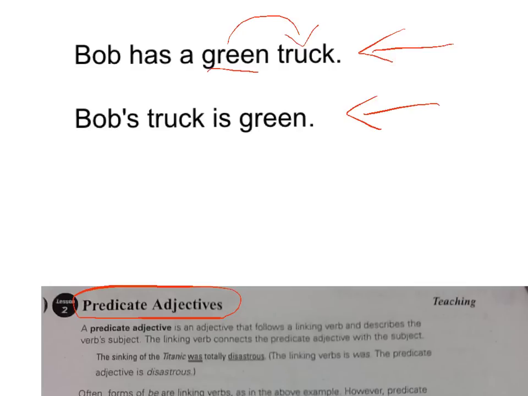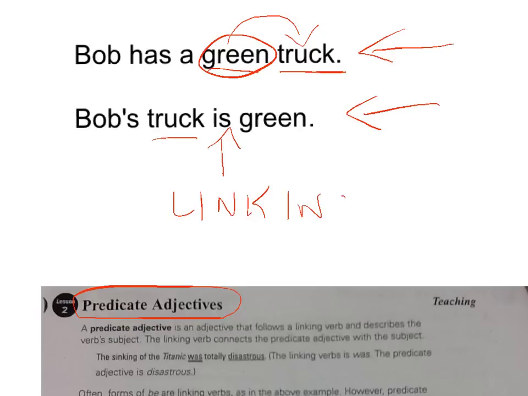Instead of having the adjective go before the noun, like up here where green comes before the truck, what you have is the noun coming first, a linking verb, and then afterwards you have the adjective. So in this case, green is still modifying truck even though it comes after. This is called a predicate adjective. It's where the noun comes first and is separated from the adjective by a linking verb.